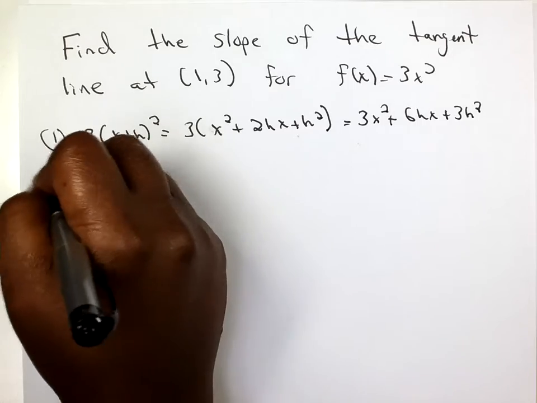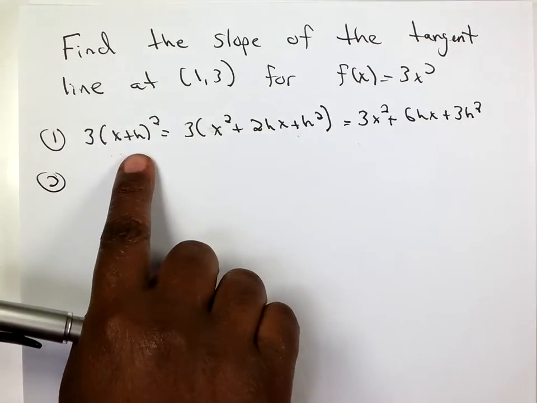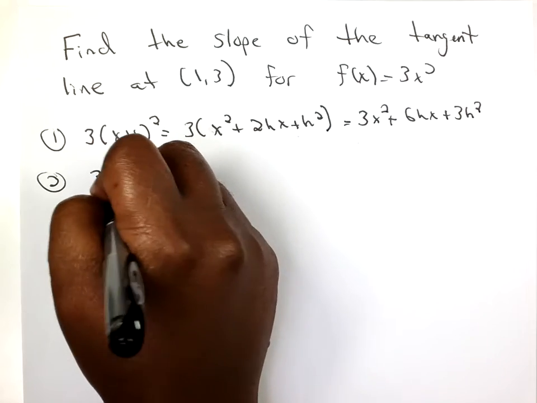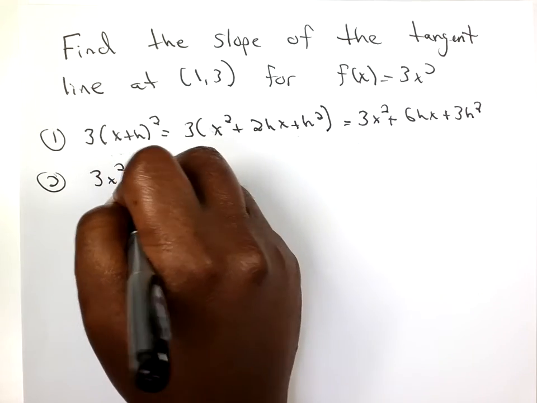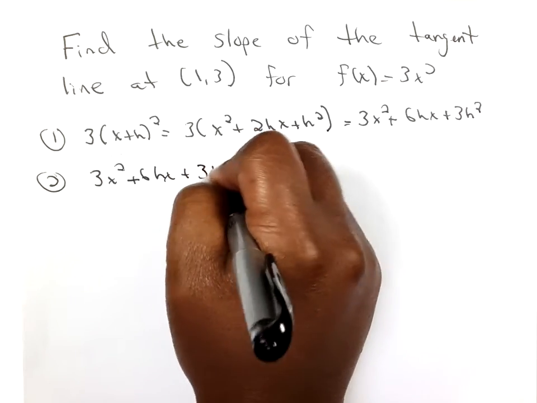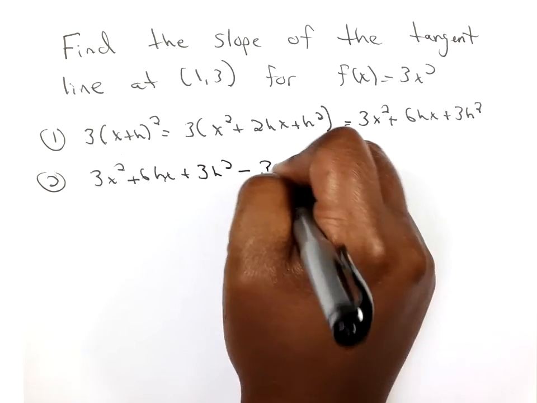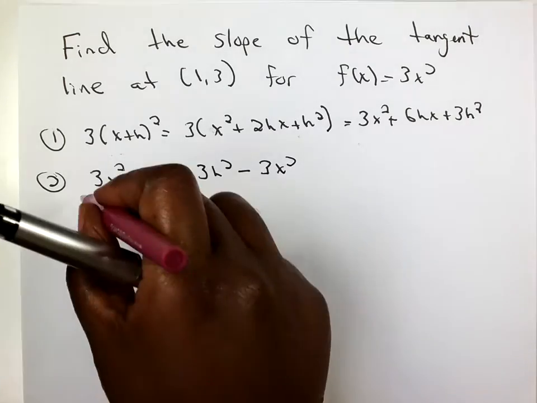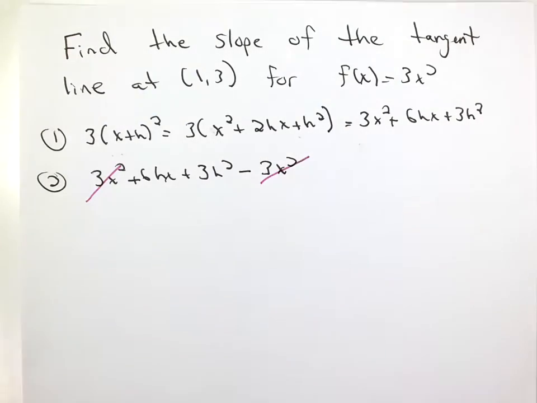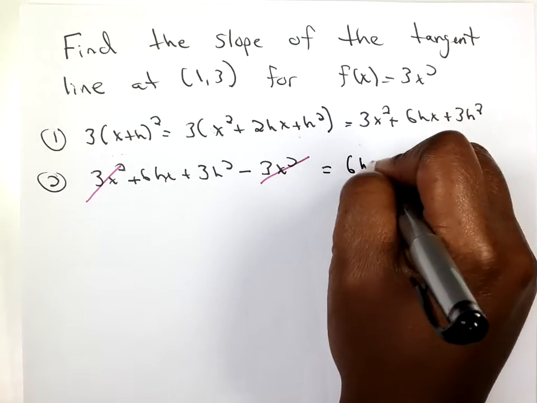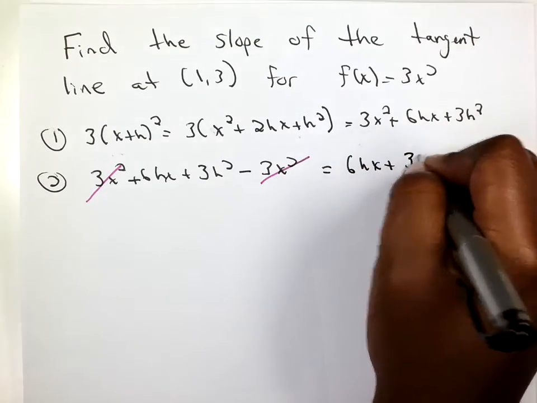My second step is to take f(x + h), which we just found, and subtract f(x) from it. So I get 3x squared plus 6hx plus 3h squared, and I'm subtracting the original function, which was the 3x squared. So the 3x squareds cancel each other out, and I'm left with 6hx plus 3h squared.